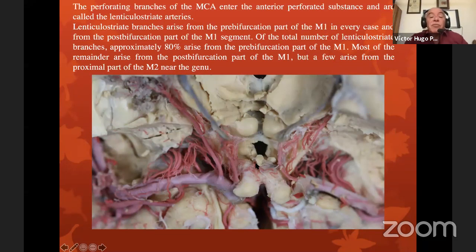The perforating branches of the middle cerebral artery and the anterior perforated substance are called the lenticulostriate arteries. These are the lenticulostriate arteries. Lenticulostriate branches arise from the pre-bifurcation part of the M1 in every case, and from the post-bifurcation part of the M1 segment. Of the total number of lenticulostriate branches, approximately 80% arise from the pre-bifurcation part of the M1. Most of the remainder arise from the post-bifurcation part of M1, and a few arise from the proximal part of M2, near the genu.